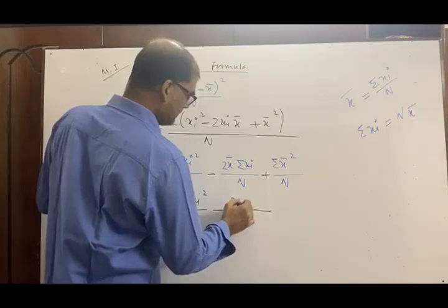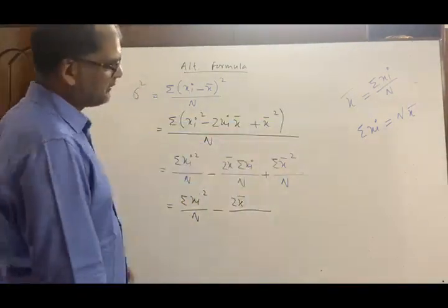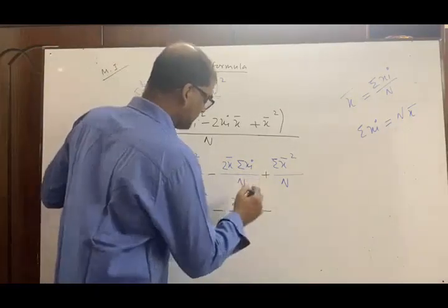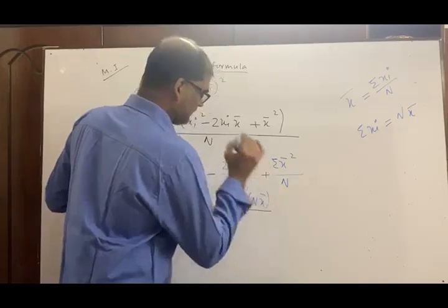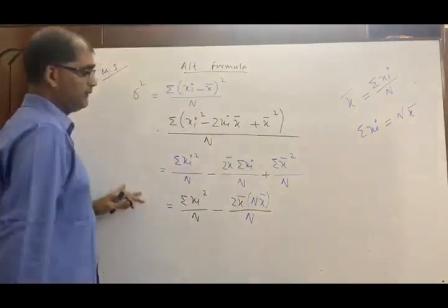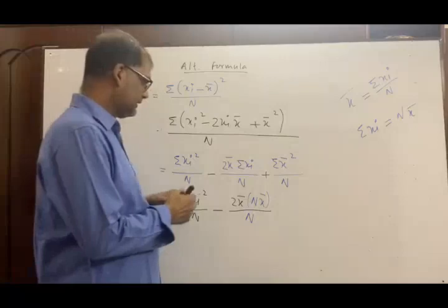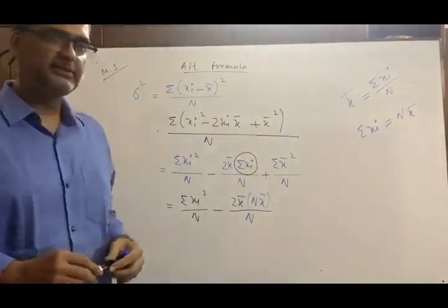2x bar. What is summation xi? Sum of xi is what? N x bar into n x bar, n x bar by n. Okay, I have put the value of sum of xi. This value, sum of xi, has been put here.